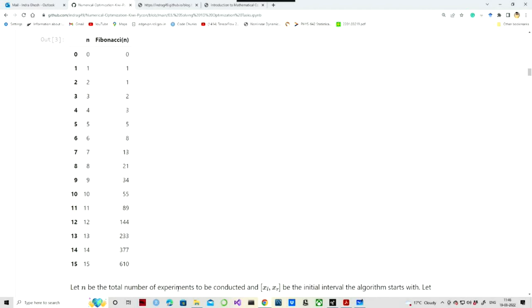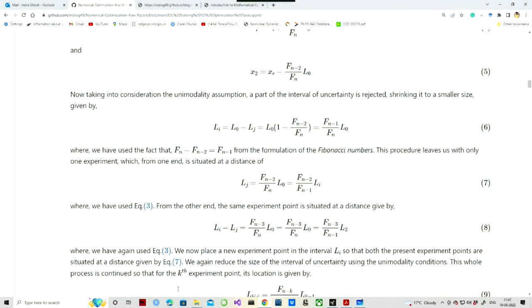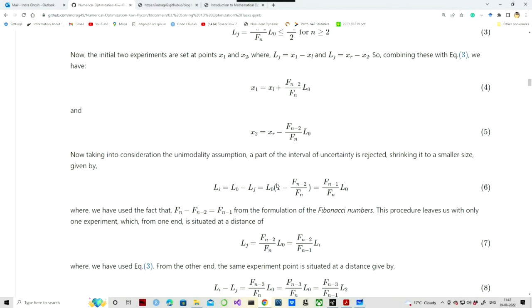For the Fibonacci search method, as I said, these are the whole steps, the explanation of the whole steps. If you want to go through them, please go through them.